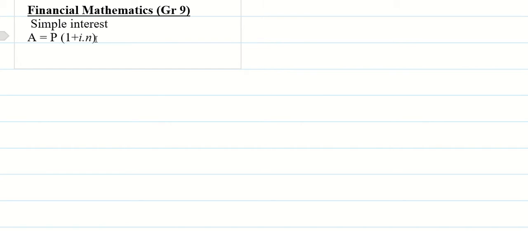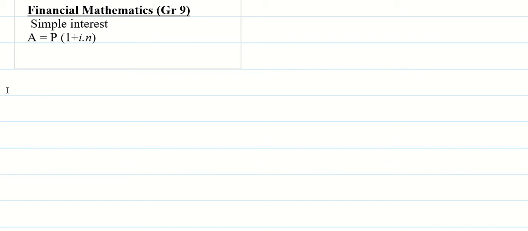All right, so A is the accumulated total, the answer that we want to work out at the end of the day, and it includes the capital or the principal invested plus the interest accrued, and P is the principal or the capital that has been invested. I is the interest rate per annum as a decimal fraction, or you can write it as, for example, I over 100. Okay, and then N is the number of years.